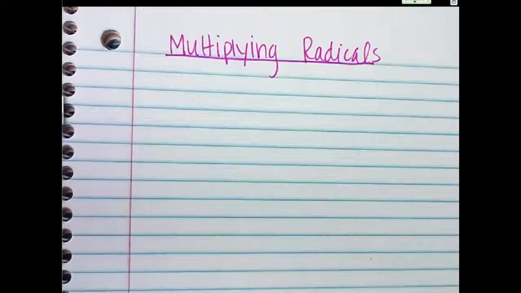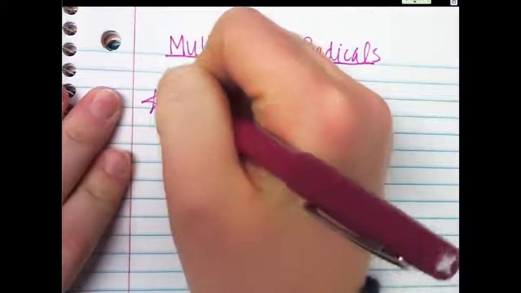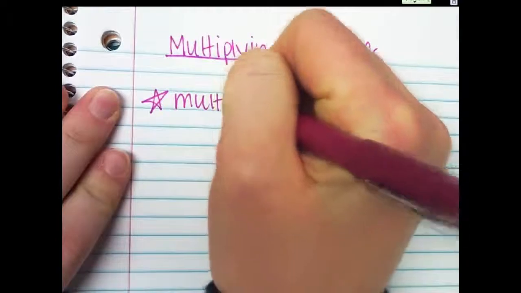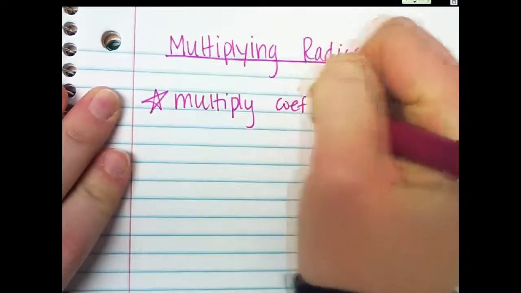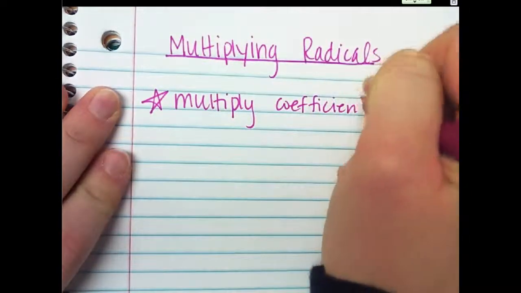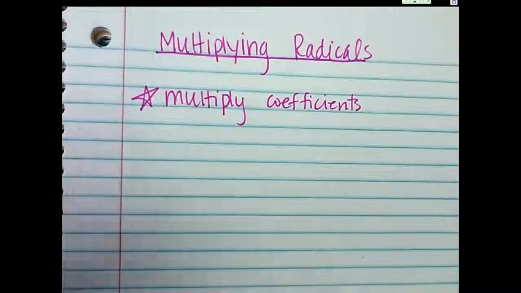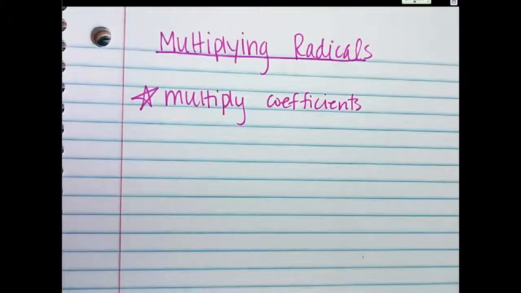Okay, so when we multiply radicals, we're going to multiply coefficients. You know what a coefficient is? What is a coefficient? The number not inside, so it's going to be in front. Yeah, so if I give you 2 square root 5, this would be the coefficient.